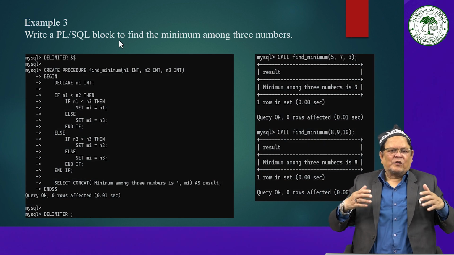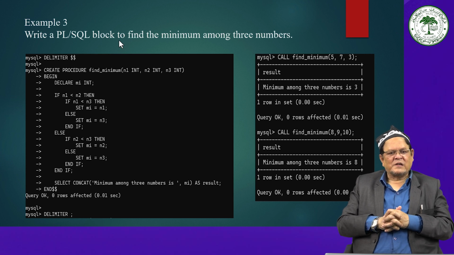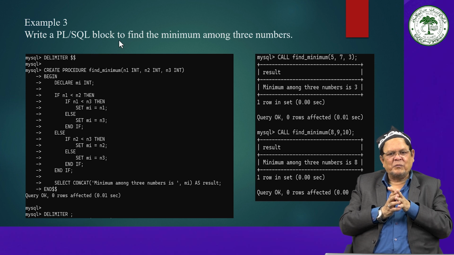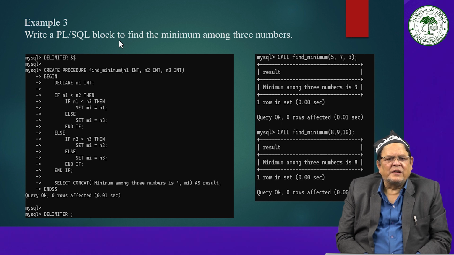Here, in the same way, you have to write delimiter dollar, MySQL, create procedure. Here we have to find the minimum of 3 numbers. For 3 numbers we have procedure find minimum. For 3 numbers you have to use n1, n2, n3. All data types are int: n1 int, comma, n2 int, comma, n3 int. Then parenthesis closed. Then start with begin, declare mi integer.